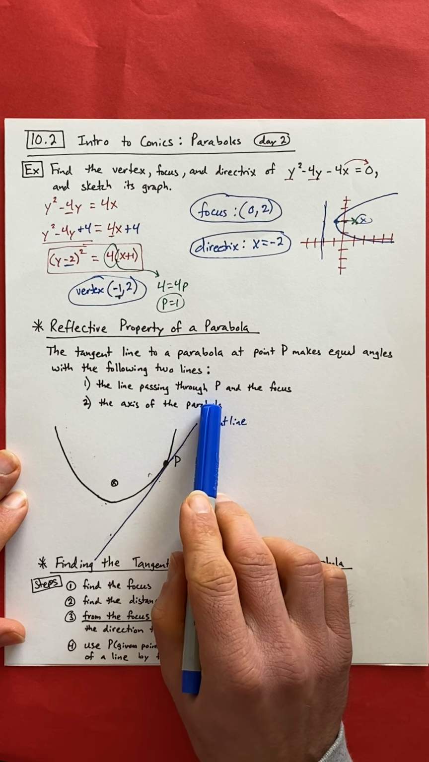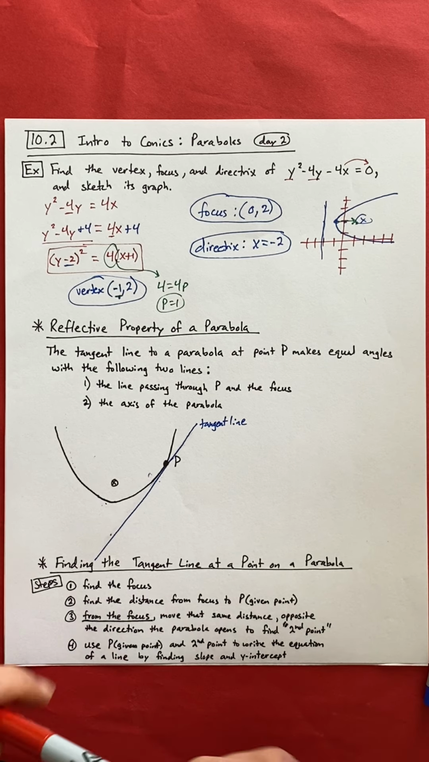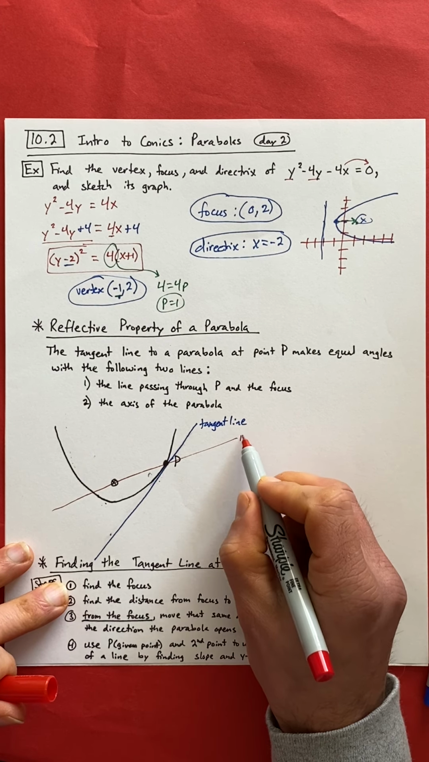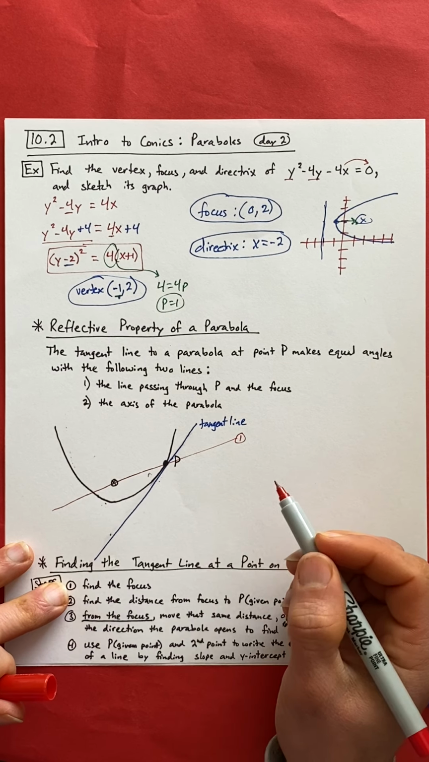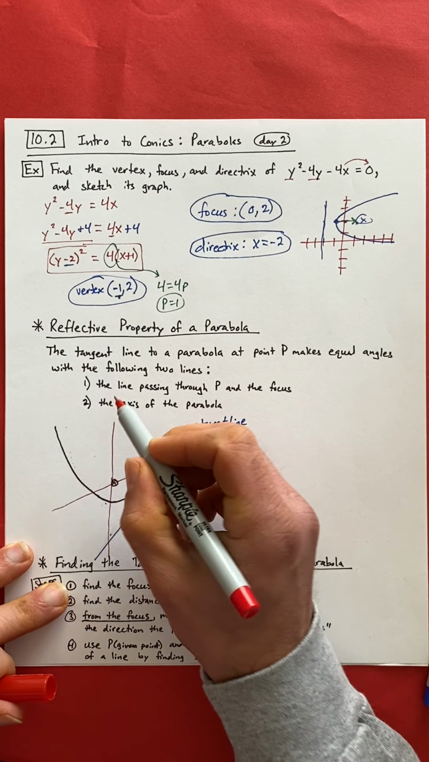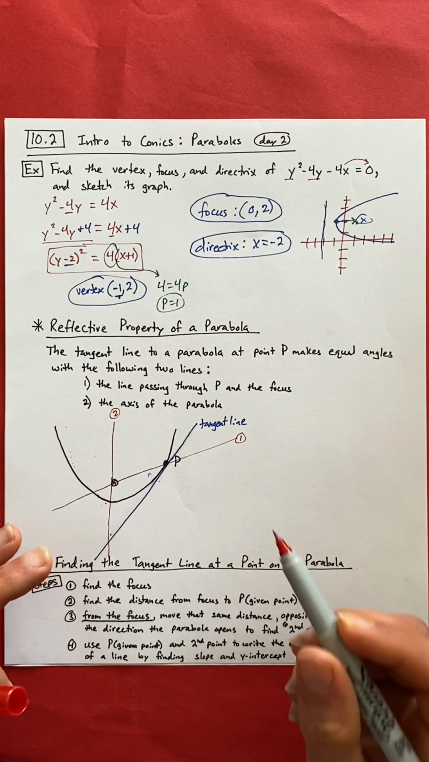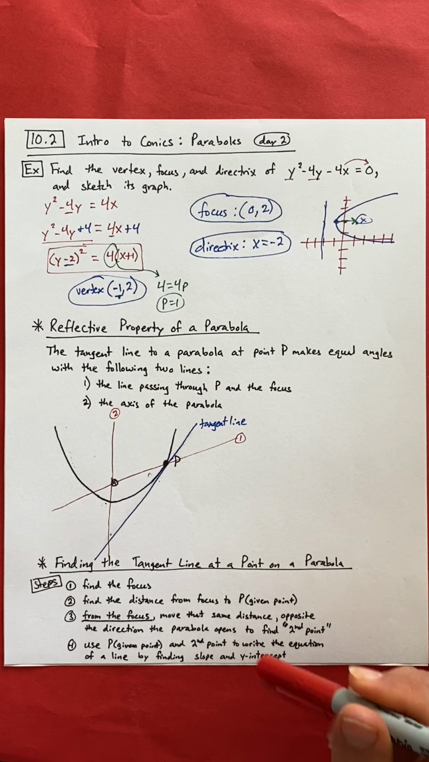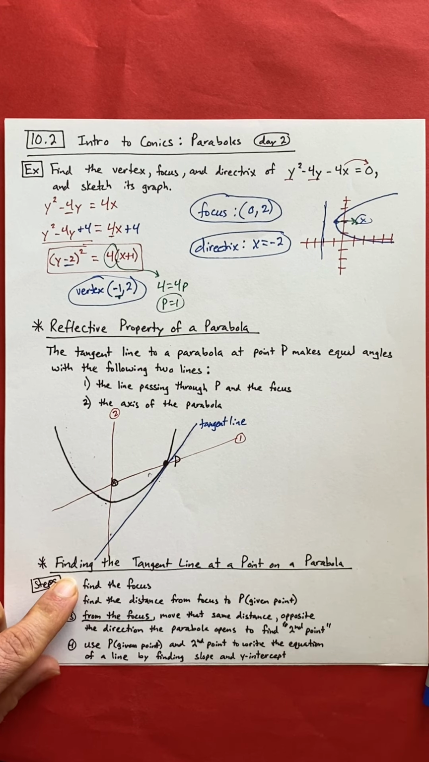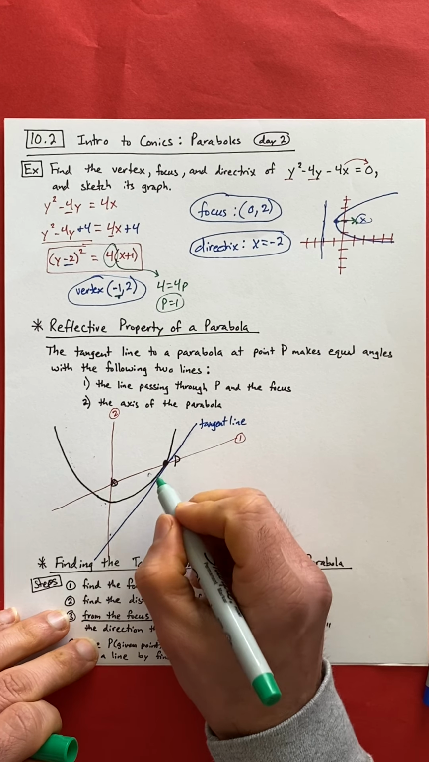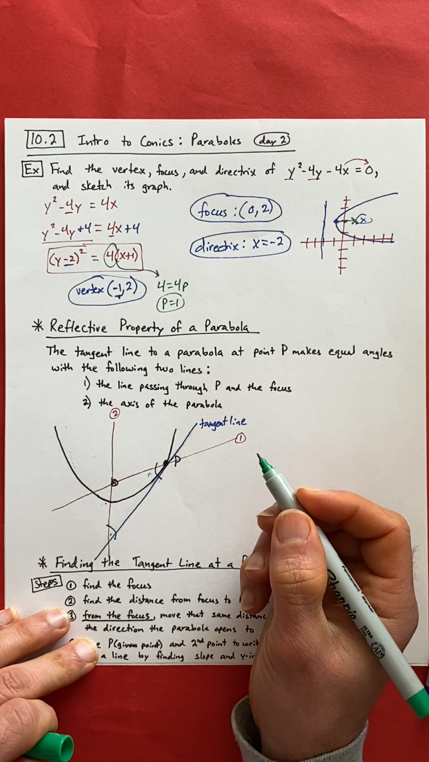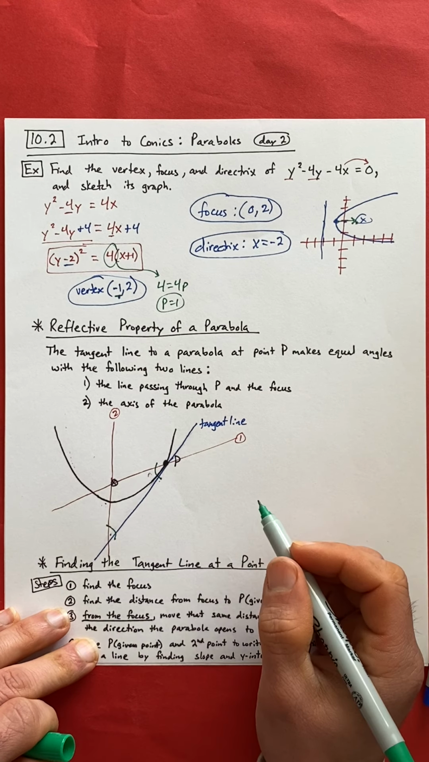The line passing through P and the focus. So that would be this one. Here's the line passing through P and the focus. That's number one that it's referring to. And then it says the axis of the parabola, or axis of symmetry. That's this. And so when I look at this, they're saying the tangent line and those two lines are going to form a triangle. And that triangle is giving you angles of this angle and this angle that are the same. That's what this property is trying to say.